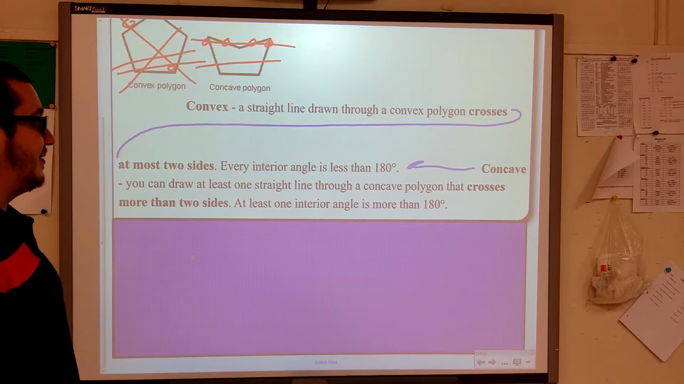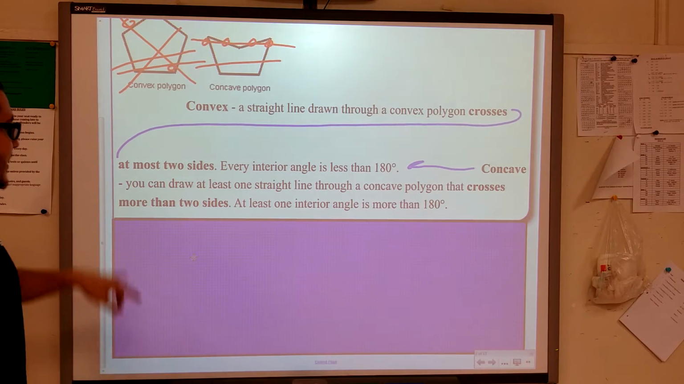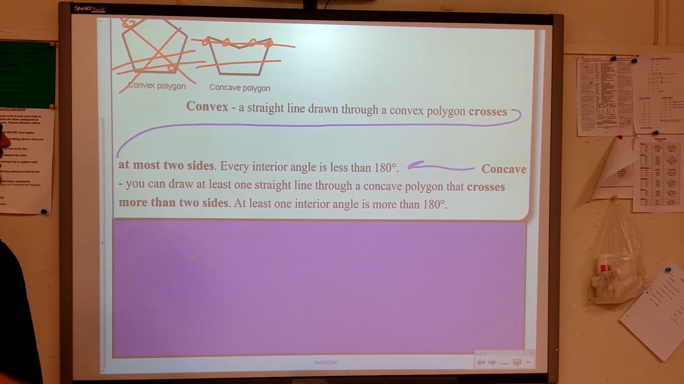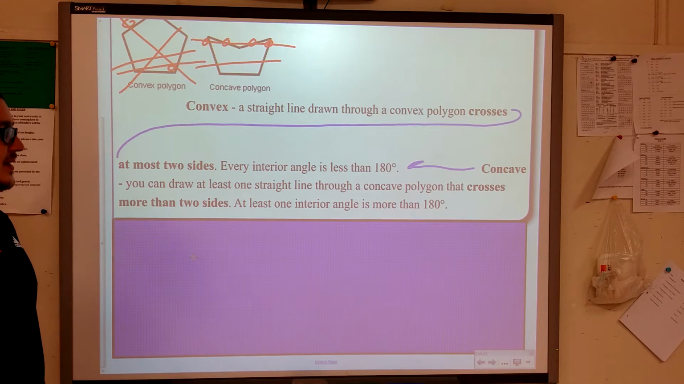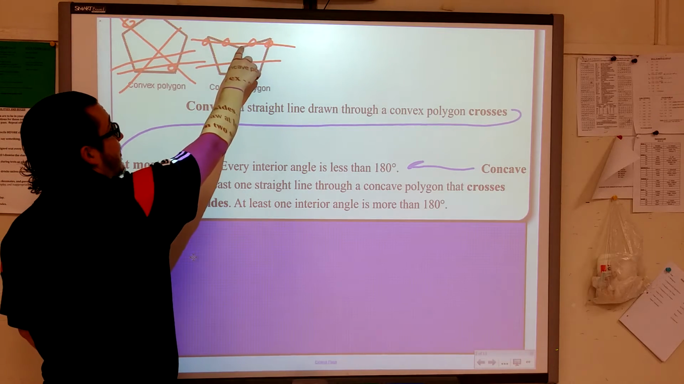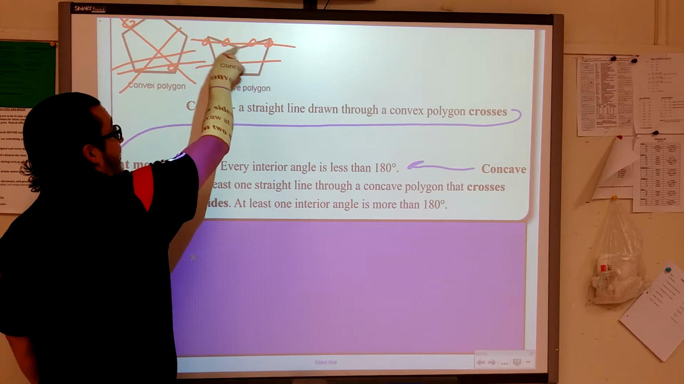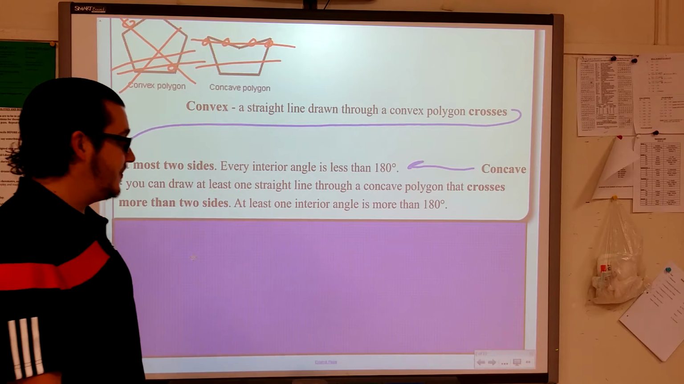And here's our concave definition, which is goofy, should be over here, but whatever. Concave, you can draw at least one straight line through a concave polygon that crosses more than two sides. At least one interior angle is more than 180. That's another way of looking at it. We have at least one angle here that's more than 180. Look at that angle right there. Coming on the inside, it's definitely more than 180, right? Straight line.